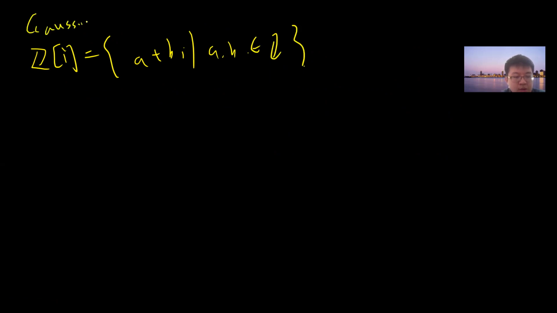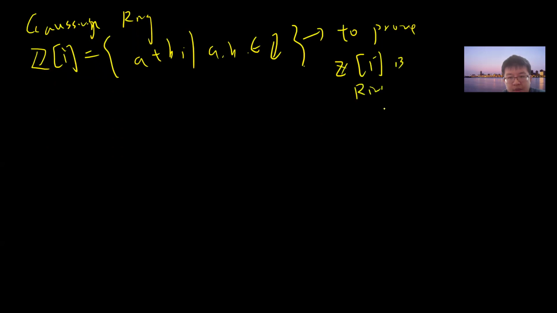Okay, and so this is the Euclidean ring. Define Z[i] as a plus bi, where a and b are integers. This is called the Gaussian ring. Your exercise is to prove that Z[i] is a ring. This is a commutative ring with identity, and the identity is just 1.